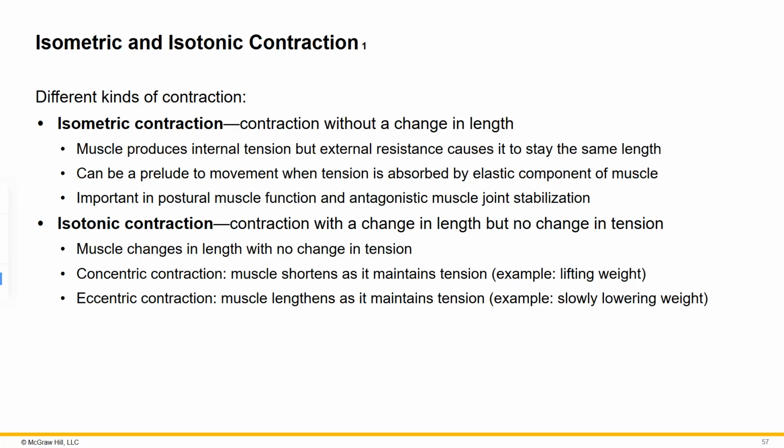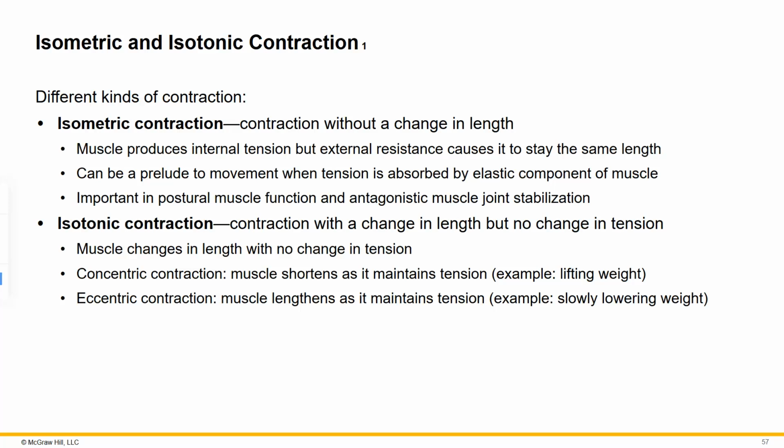Isometric versus isotonic contraction. Isometric contraction is a contraction without change in length. The muscle produces internal tension, but external resistance causes it to stay the same length. It can be a prelude to movement when tension is absorbed by the elastic component of the muscle. It's important in postural muscle function and antagonistic muscle joint stabilization.